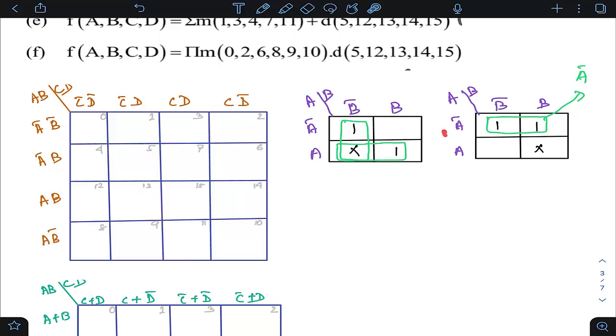Row value is a bar. Column, I don't get anything. So the answer is a bar. And what you get from this, for this group: from row you don't get anything, from column you get b bar. So this is the product term b bar, plus, for this group you get a. So it is a, b bar plus a.